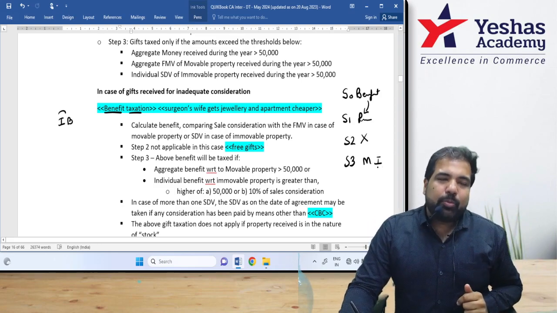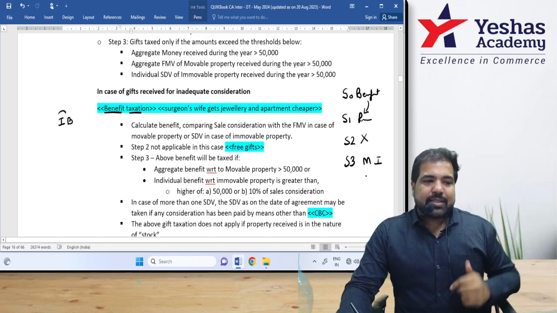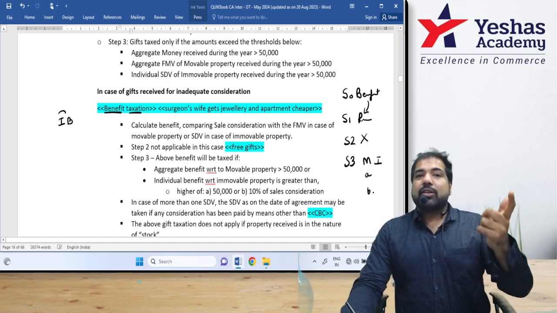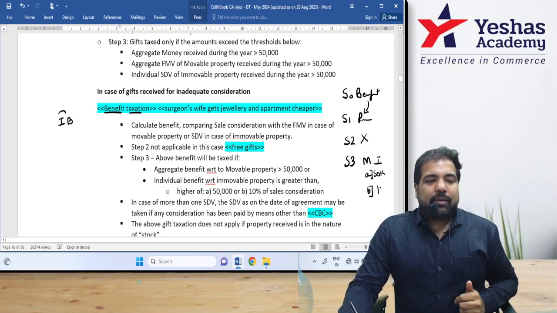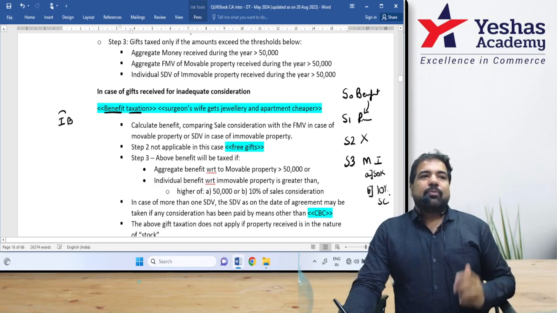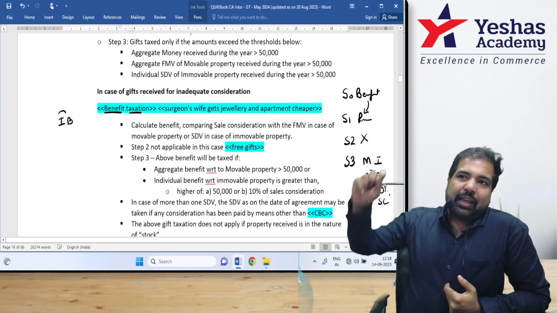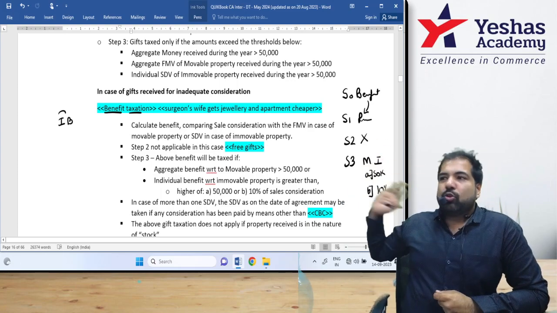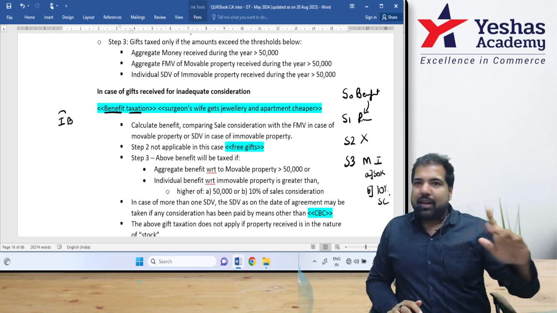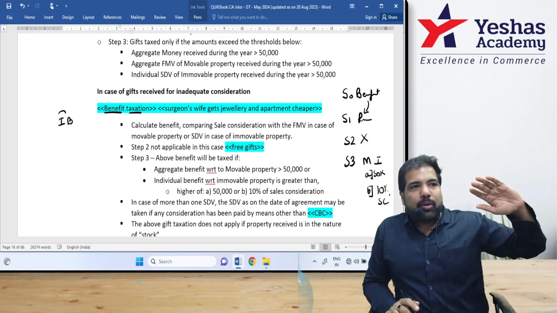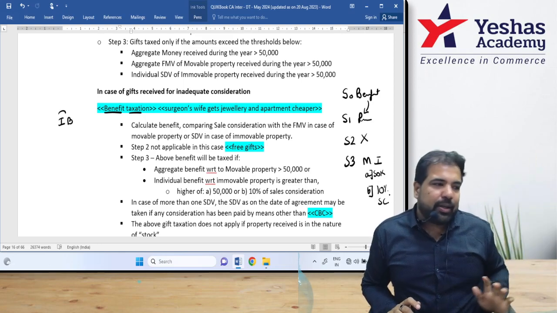And guys, for immovable property, are you allowed to bargain? Yes, A or B, whichever is higher. A is 50,000 only, but B is 10% of sale. That means, guys, if you're buying a house for 60 lakh, you can bargain up to 6 lakh, no problem. If your bargain is for 20 lakh, will it be taxed? Yes, the entire amount is always taxed. Remember, guys, the moment you cross that bridge, the entire amount will be taxable.